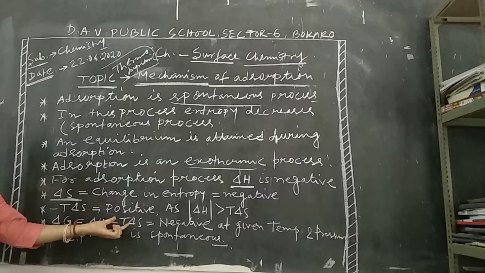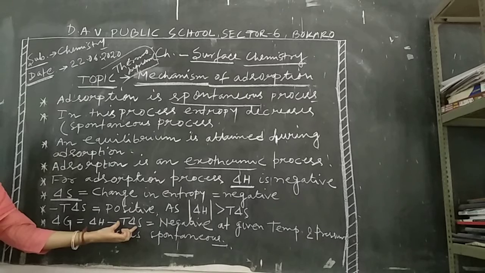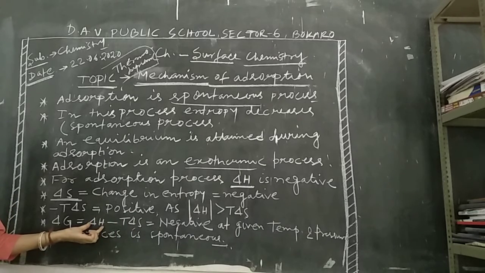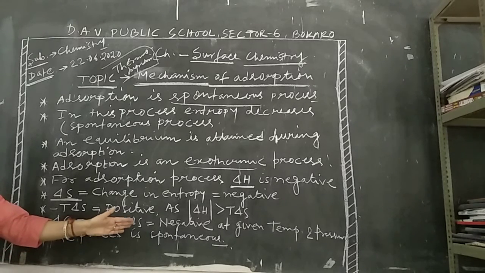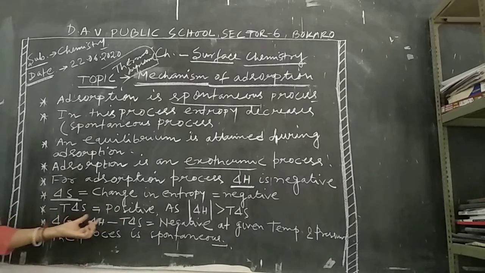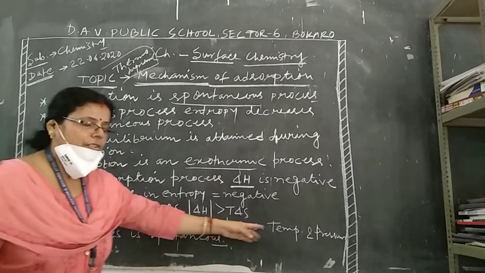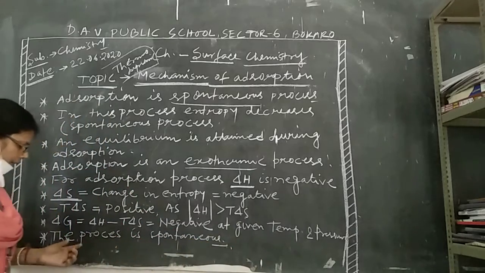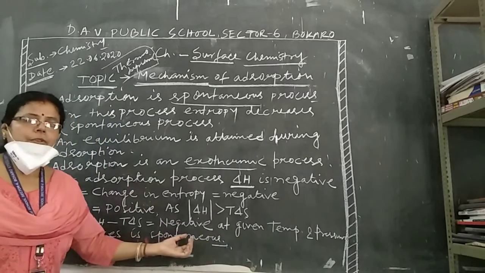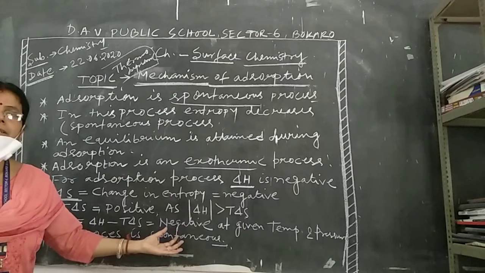Now, in the process of adsorption, what is happening here? Del S becomes negative, so minus T del S becomes positive, and the del H value is highly negative. So we get del G as a negative value in the process of adsorption, that is, del G is negative at a given temperature and pressure. That's why the process is a spontaneous process.